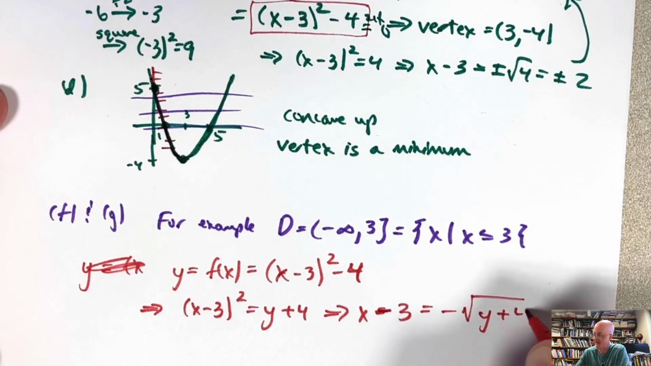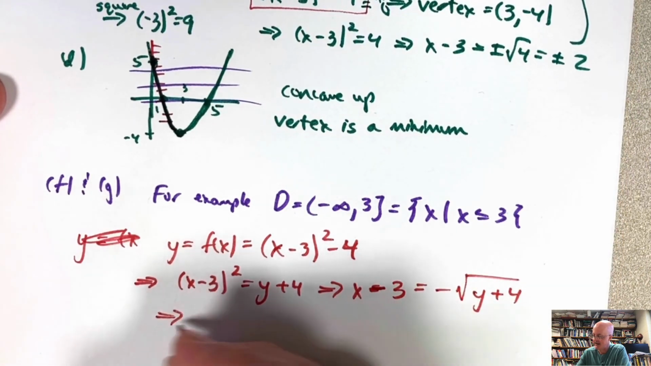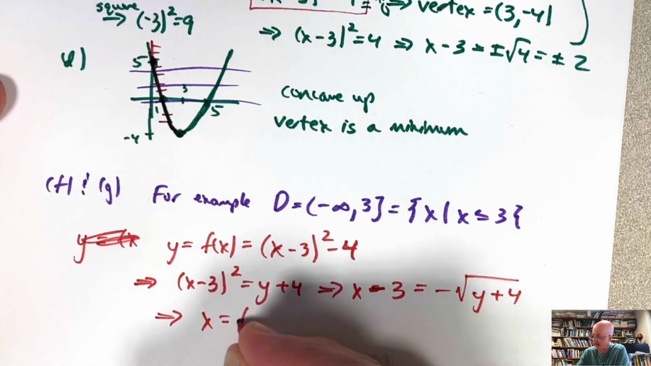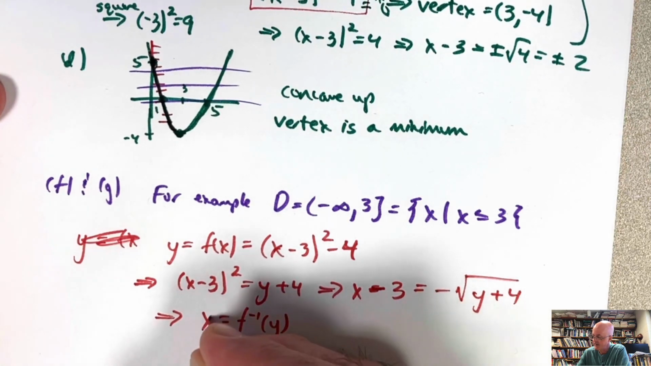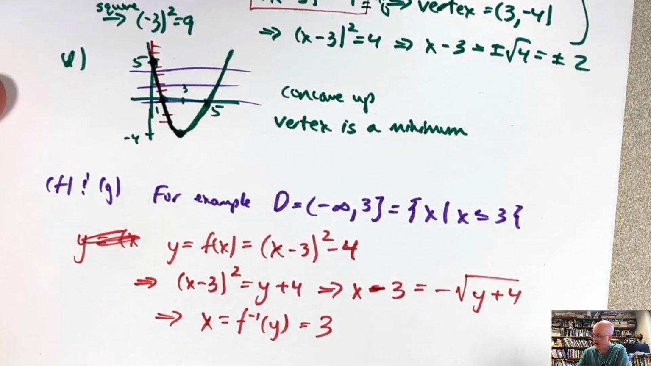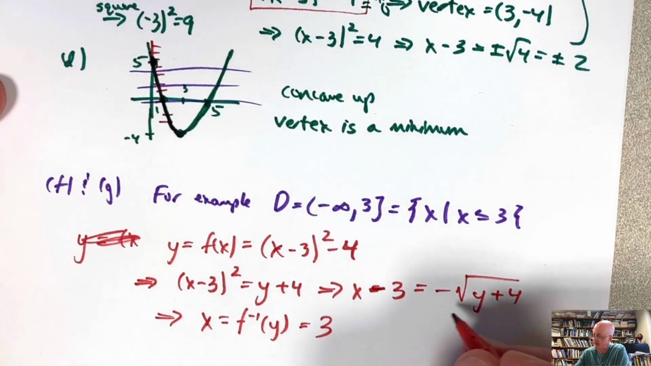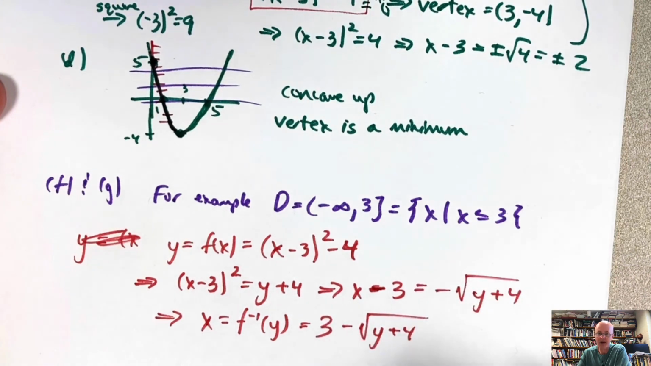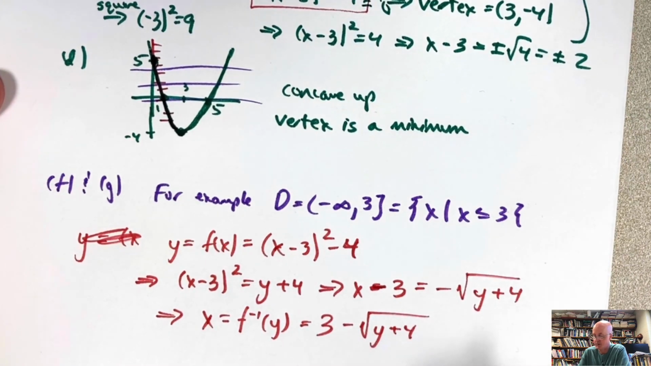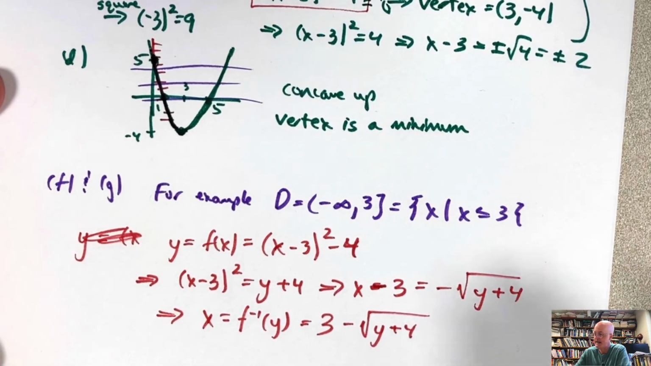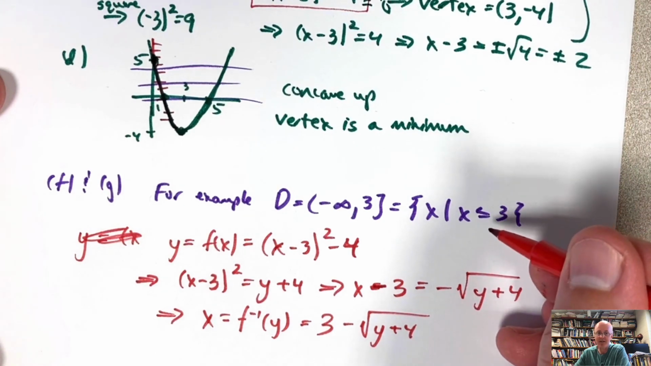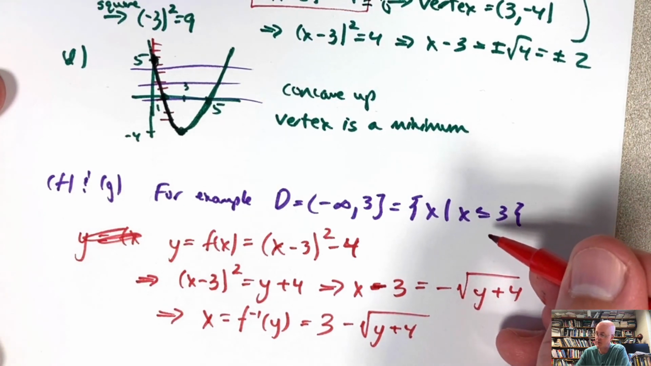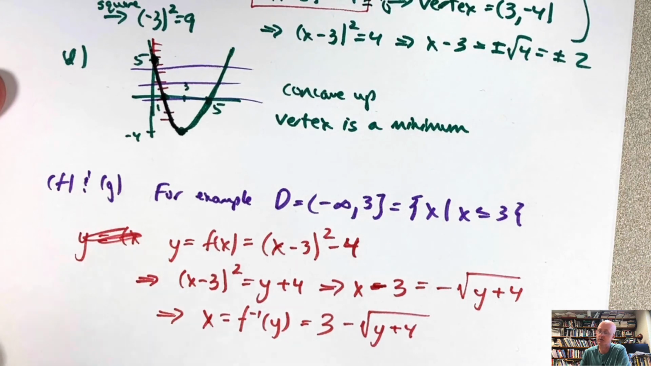Because now when I finally add 3 to both sides, I get x equals, I'll go ahead and write it, f inverse of y equals positive 3, I added 3 to both sides, positive 3 minus square root of y plus 4. I need to choose the minus square root so I get a function whose outputs are always less than or equal to 3. The restricted domain of f becomes the range of f inverse. They swap around.